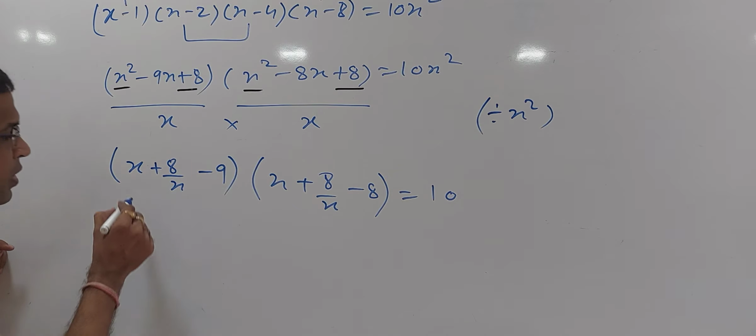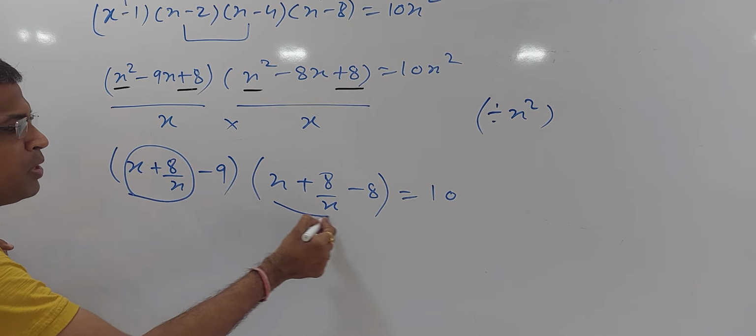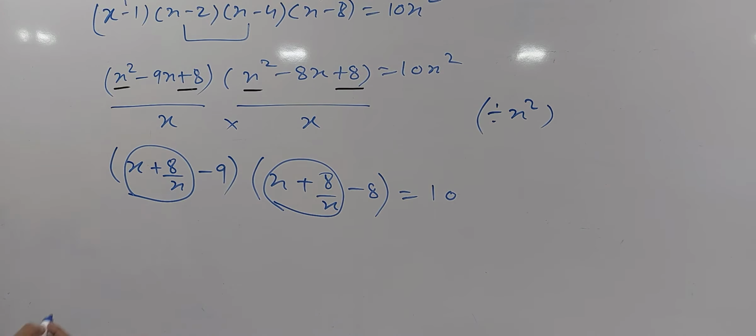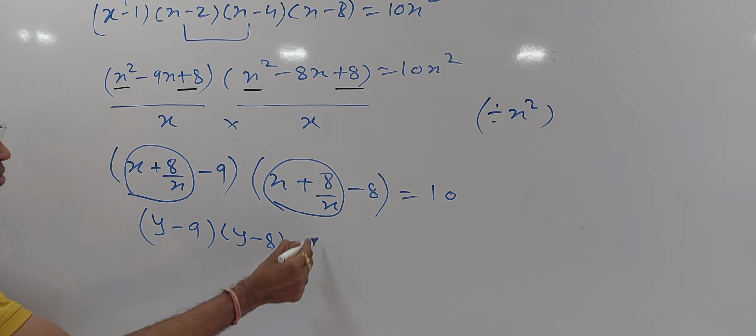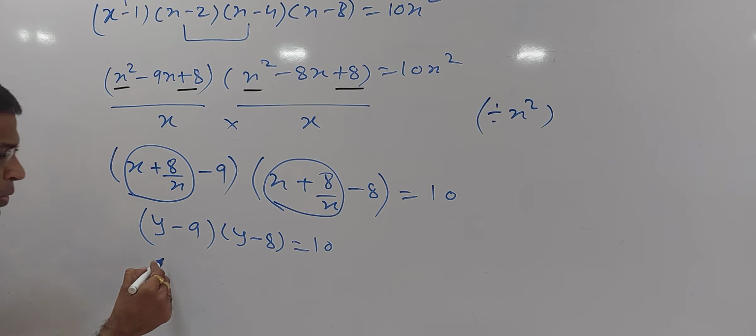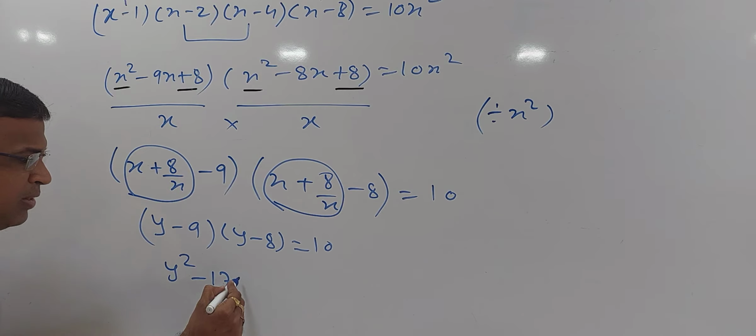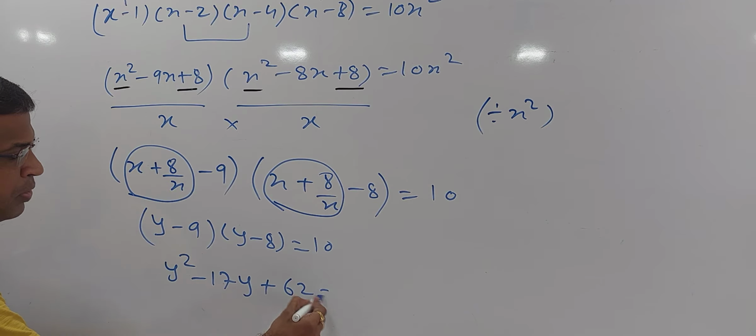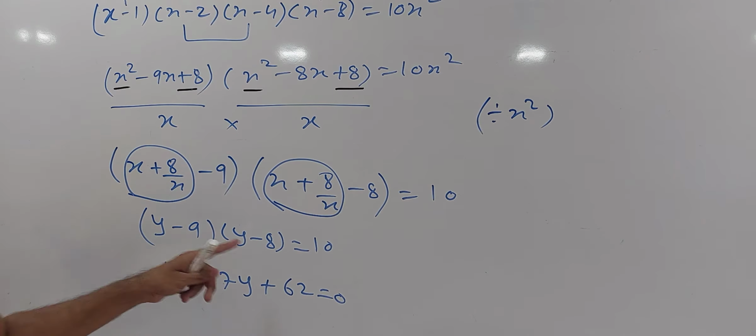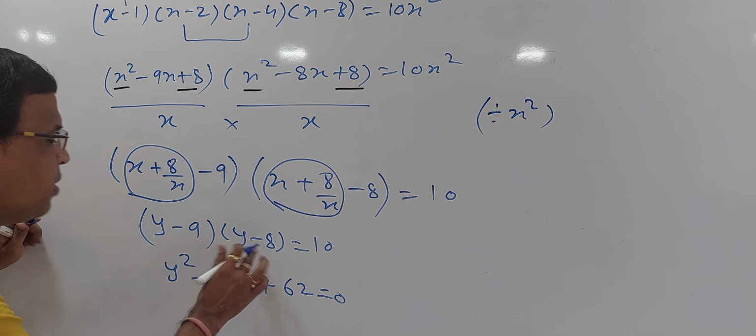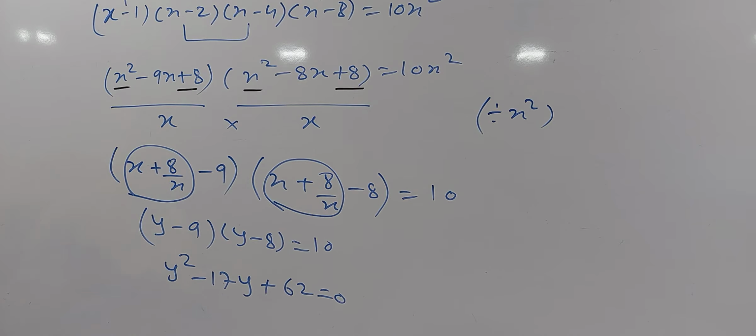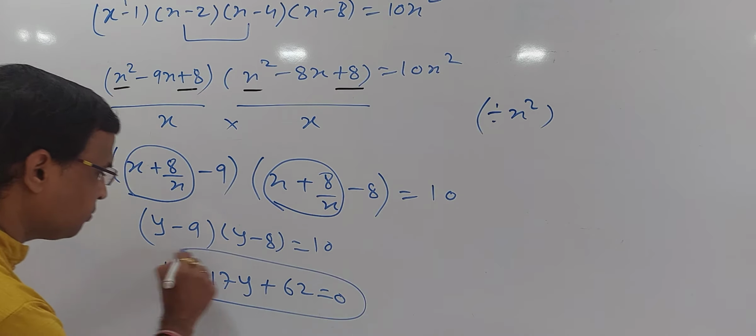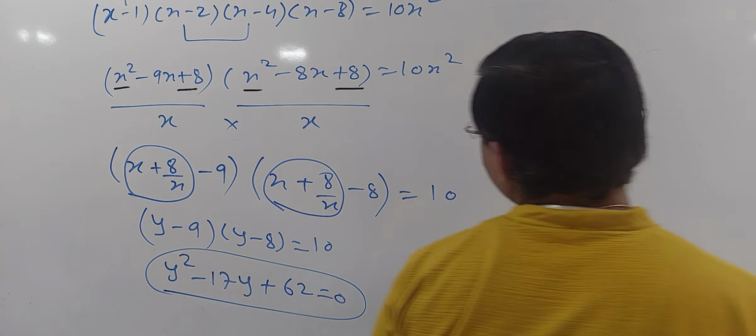Now the next step is, you can substitute, because it's just one variable. So can I call it, say, y? So y minus 9, y minus 8 is equal to 10. That's the beauty. So y square minus 17y plus 72, minus 10, so plus 62 is equal to 0. Something like that. Fine. y minus 9, y minus 8 is equal to 10, so y square minus 17y is correct, and it is plus 62. Perfectly correct. Fine. Now we can solve this.